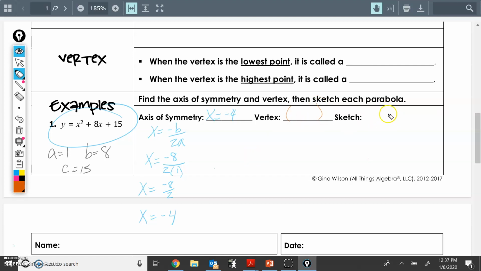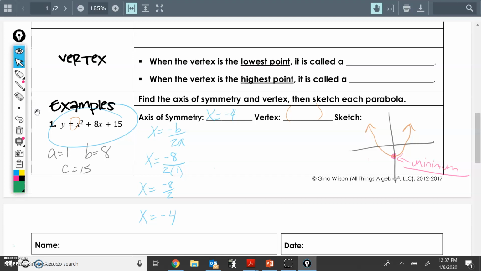Looking at our sketch, I'm going to make a coordinate plane. It's going to look like a smiley face, right? Because the beginning's positive. So the vertex would be at the bottom, it would be a minimum. But we want to find the exact coordinates of that vertex, and that's a little tougher to find.